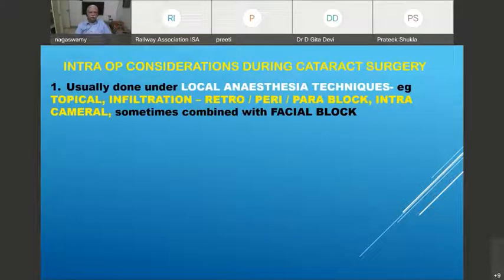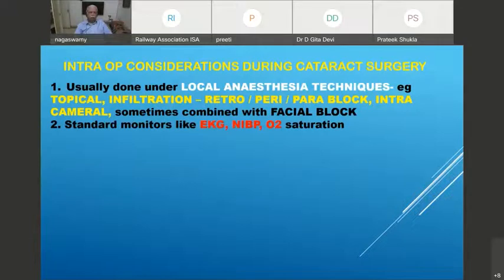are usually done under local anesthesia, either using topical or infiltration as a retrobulbar, peribulbar, or a parabulbar. This parabulbar is the Tenon's, and it can be intracameral also. That is, after you make an incision in the cornea, you can inject local anesthetic into the anterior chamber. Sometimes combined with facial block. In the olden days, they used to always combine with facial block to prevent the squeezing of the eye by the lids. So they wanted to paralyze the lids also for easy relaxation and retraction, for placing the speculum.